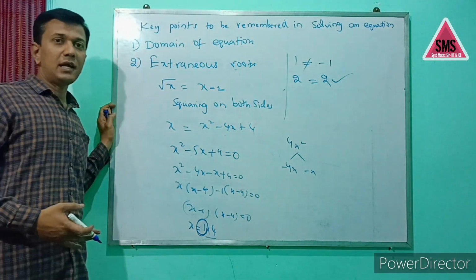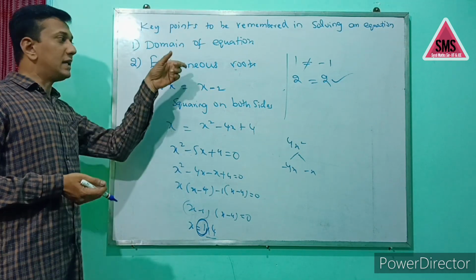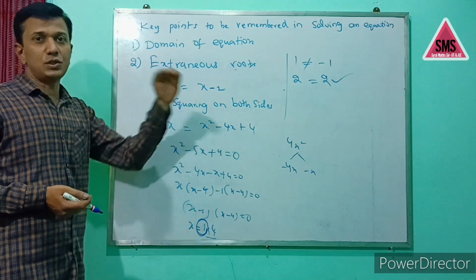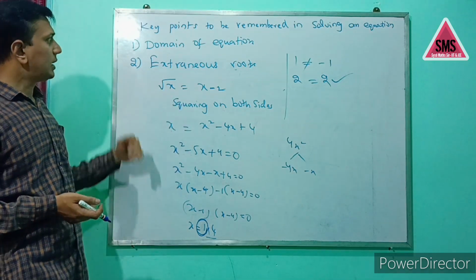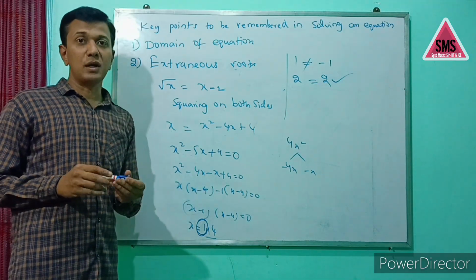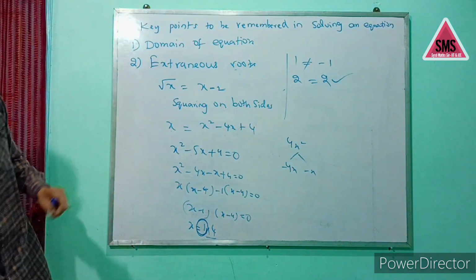While solving an equation, you will get some roots which are not actually satisfying the given condition, so we have to exclude such roots. Quite opposite to extraneous roots, we have one more concept which is called loss of root. What is that loss of root? Let us see.